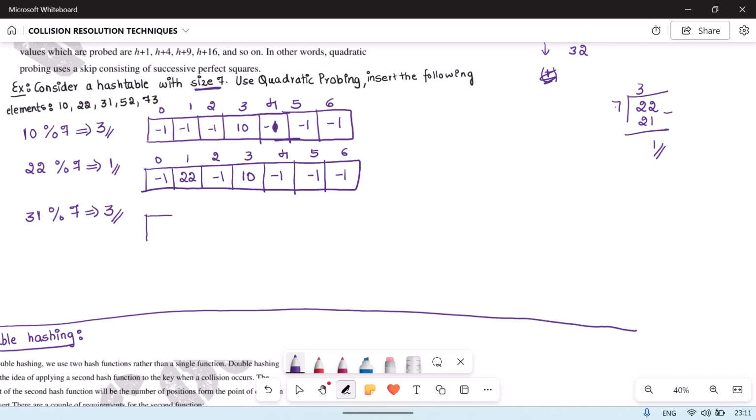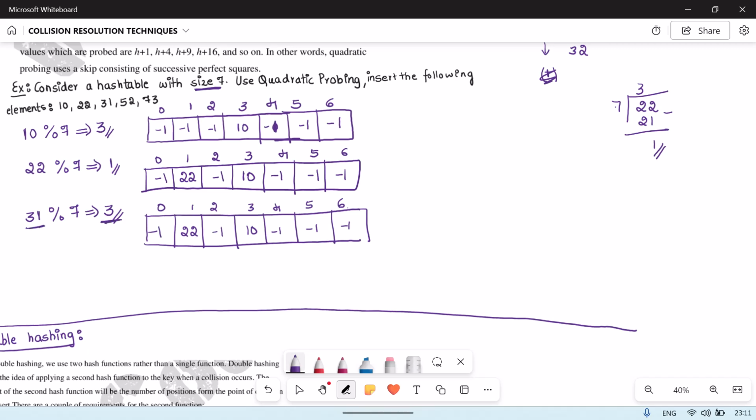Now we'll try to insert the value into that position. 22 is already present, 10 is present, and the rest of the elements are minus 1. Now, can you place 31 at position 3? You can't, because at position 3 you already have the element 10. If it was linear probing, it would go to the next location, that is 4, and place itself over there. But that can't be done over here.